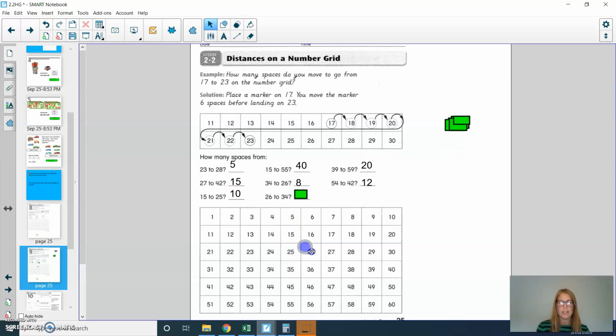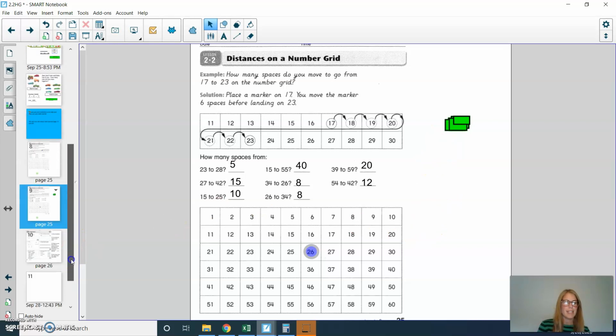And my last one, from 26 to 34, for this one, I'm going to choose to count this way, and I'm going to go 1, 2, 3, 4, 5, 6, 7, 8. So from 26 to 34, it was 8 spaces. If you want to have more practice with that, you could make up some more problems on the side.